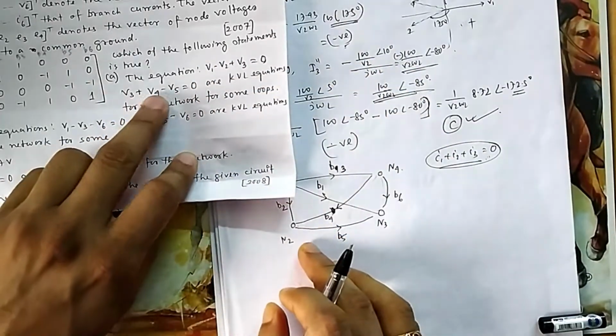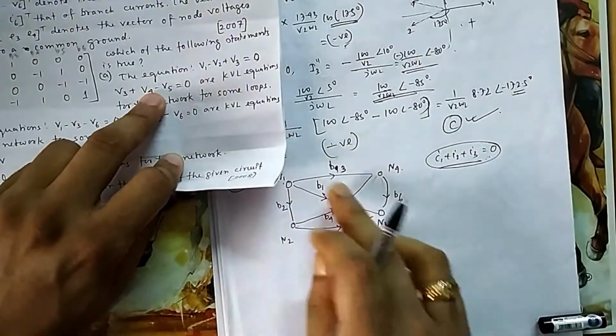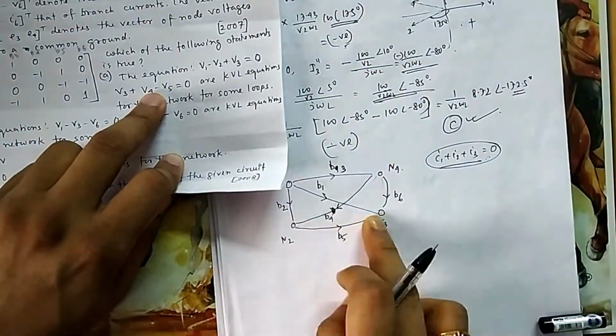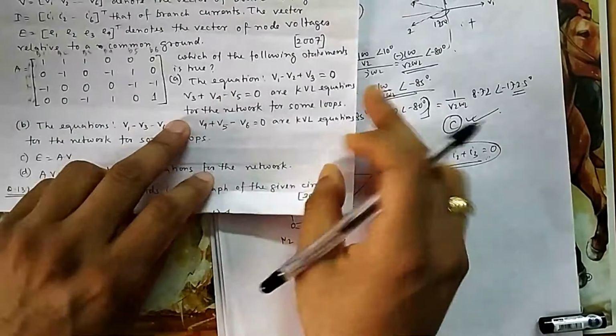So V3, V4, V5. This is again not a closed loop. So this is also gone.